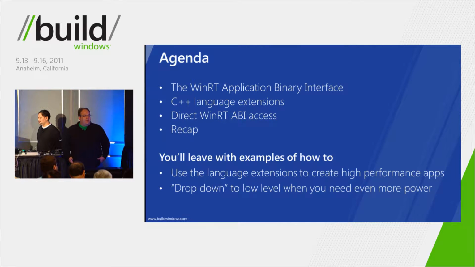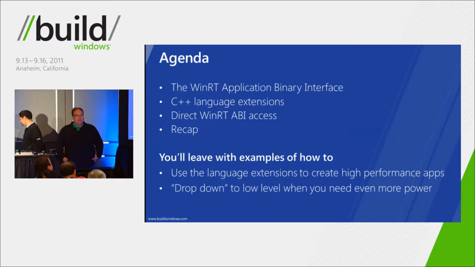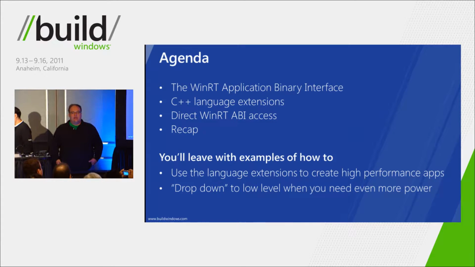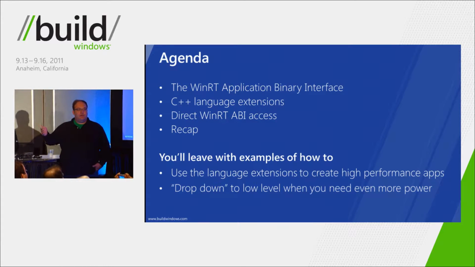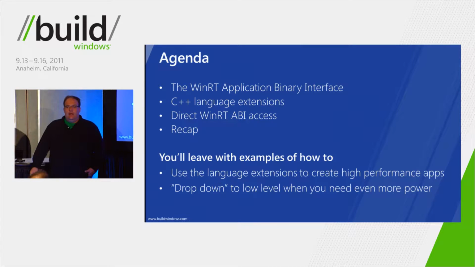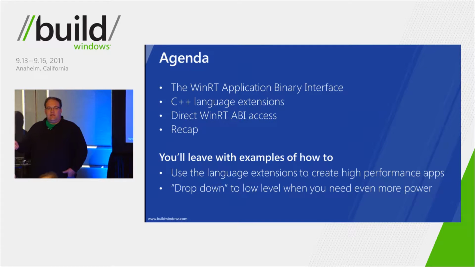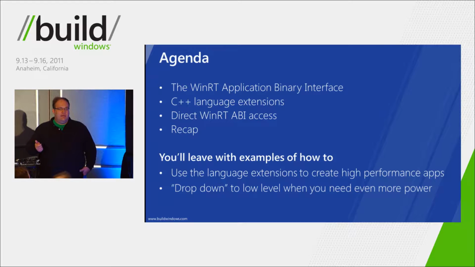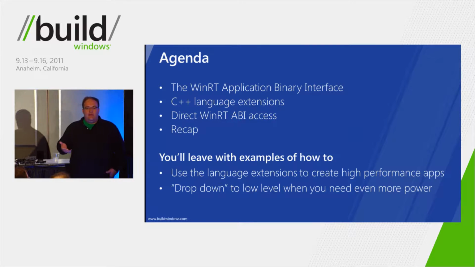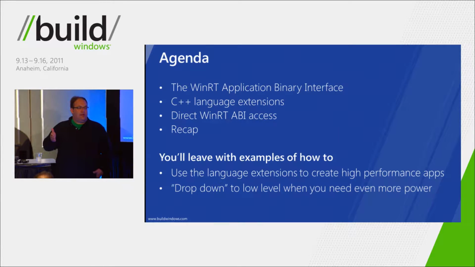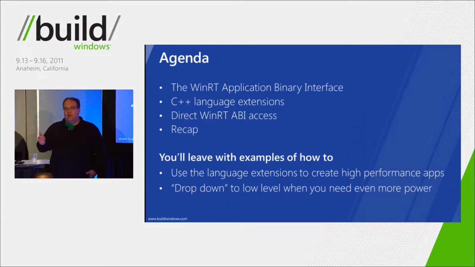So the first thing I'm going to talk about today is what the WinRT application binary interface looks like, what it is that we send over the wire from language to language, how the C++ language extensions actually deal with the WinRT ABI, and then if you don't want to use the language extensions, if you feel that that is an overhead in your scenario, how you can call the WinRT ABI directly.